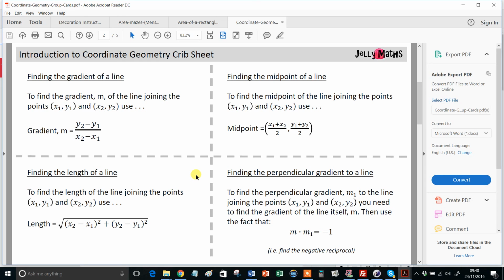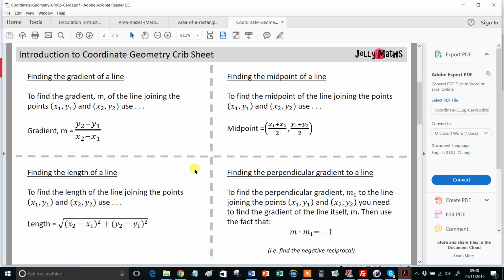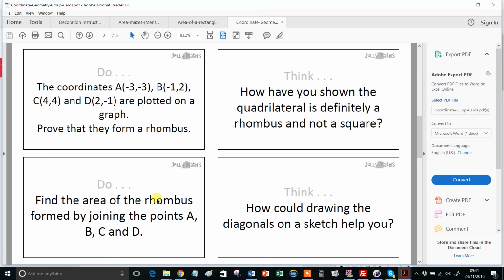Now, with GCSE students, depending on the class, I may stop at that stage, but I also may give them the next activity as well, because it's all good stuff. So what is the next activity, I hear you say? Well, here it is. It's a load of challenges all based around this same set of 4 points. A, B, C, D are plotted on a graph. Prove they form a rhombus.